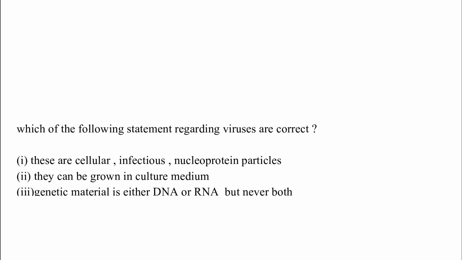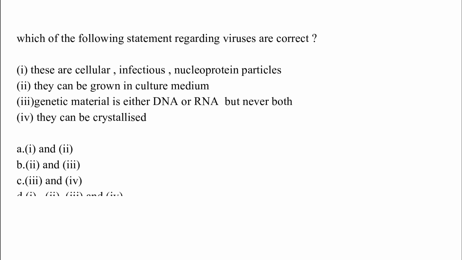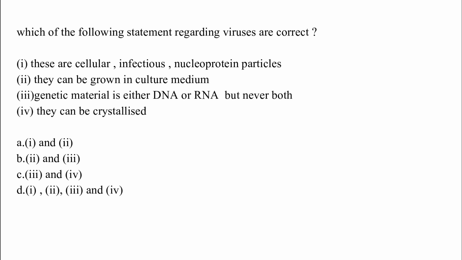Which of the following statements regarding viruses are correct? 1. These are cellular, infectious, nucleoprotein particles. 2. They can be grown in culture medium. 3. Genetic material is either DNA or RNA, but never both. 4. They can be crystallized. The correct answer is option C, which is 3 and 4. Genetic material is either DNA or RNA, but never both, and they can be crystallized. These two statements are correct.